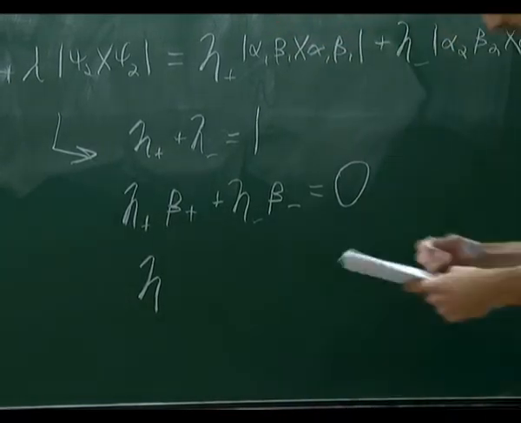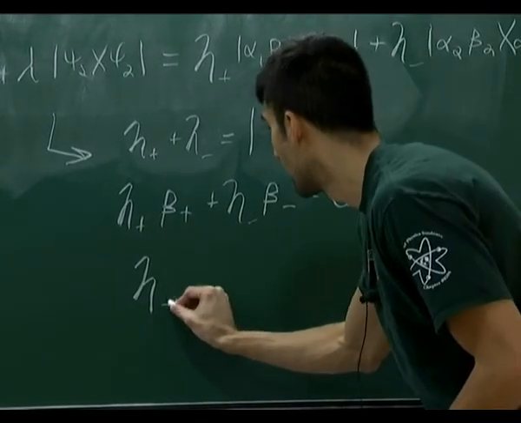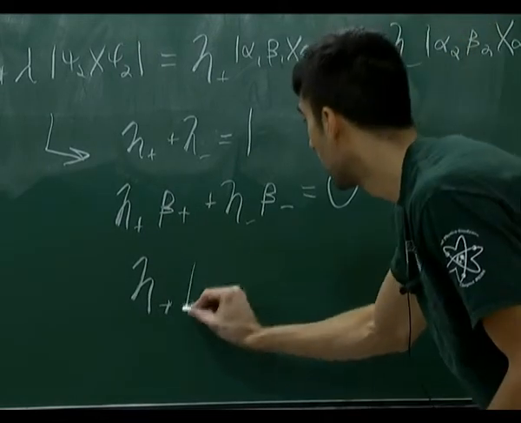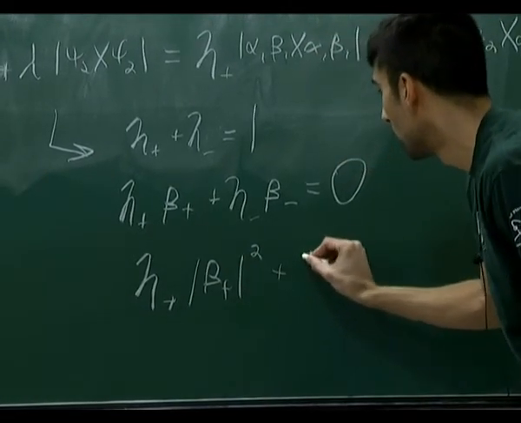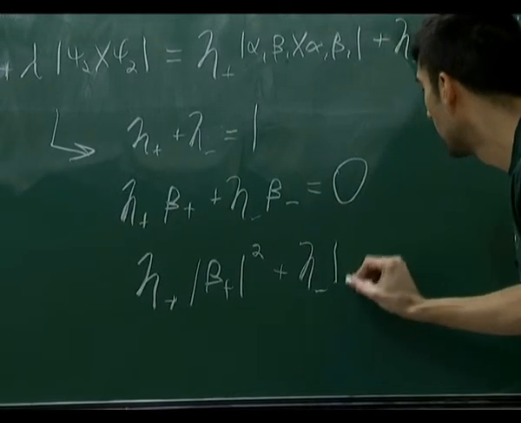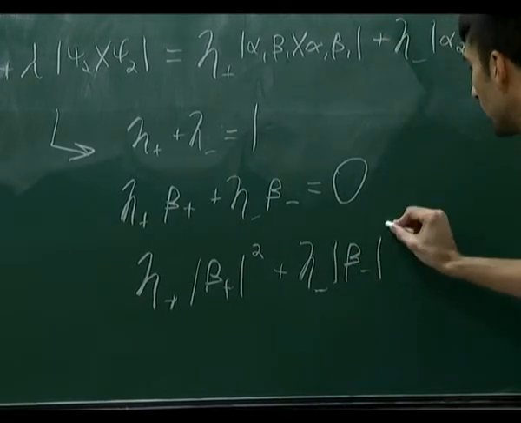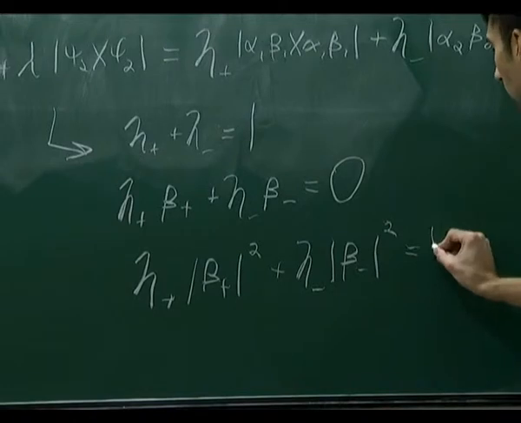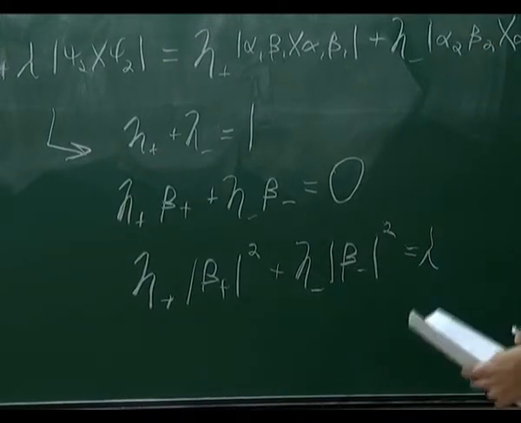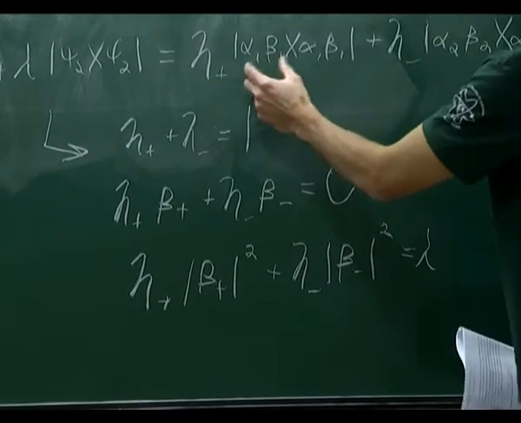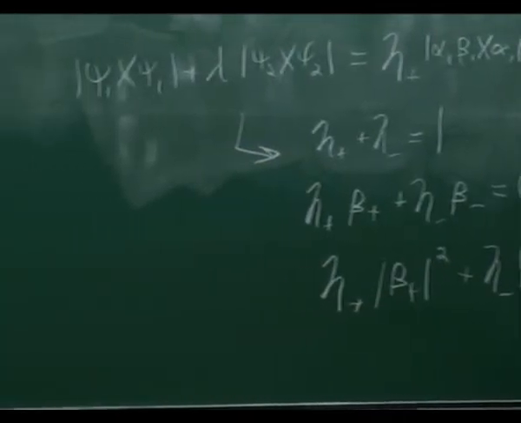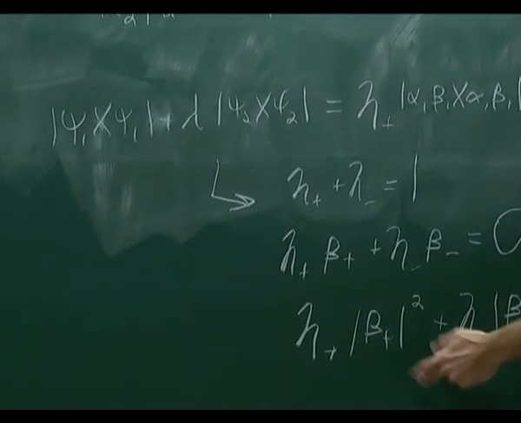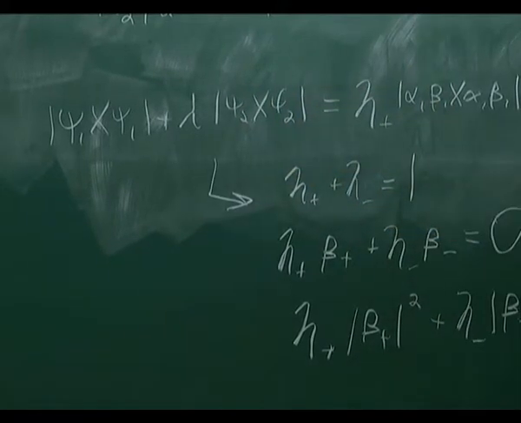Yeah. Okay. So then the final constraint is that eta plus beta plus squared plus eta minus beta minus squared is lambda. So again, this just means that the psi1 component is 1. This means that the cross terms cancel, and this is that the psi2 component is lambda. Just throwing it in there.